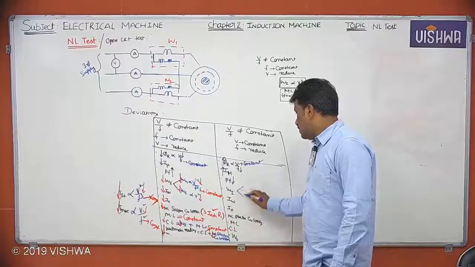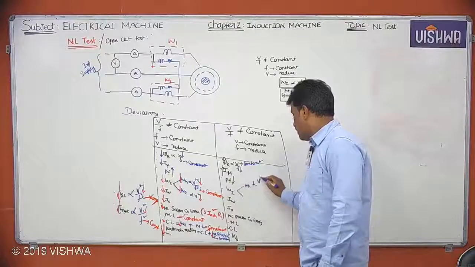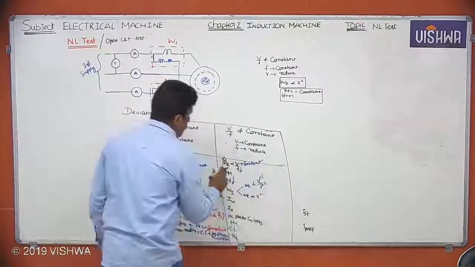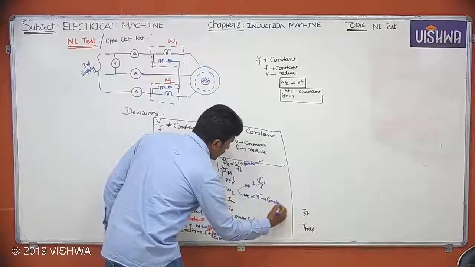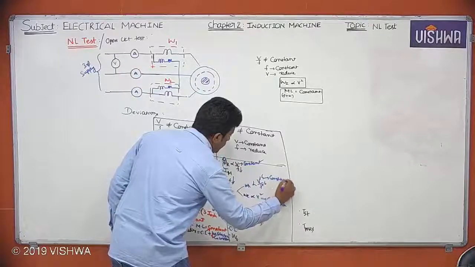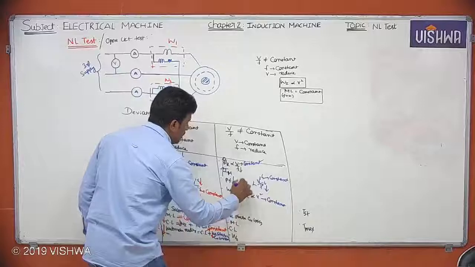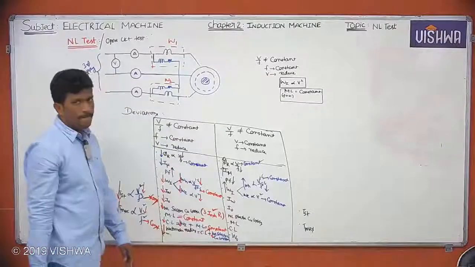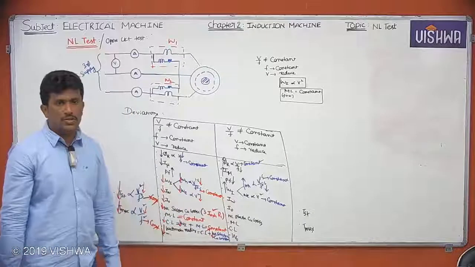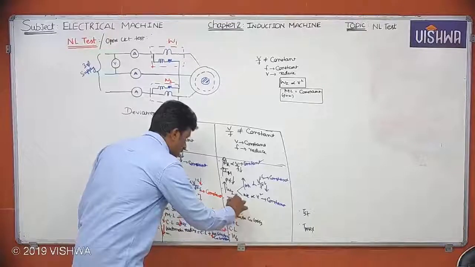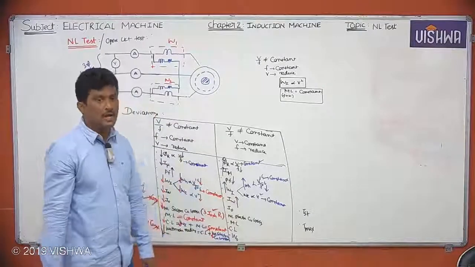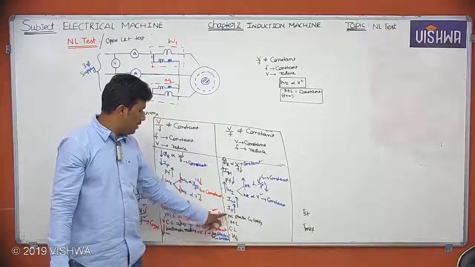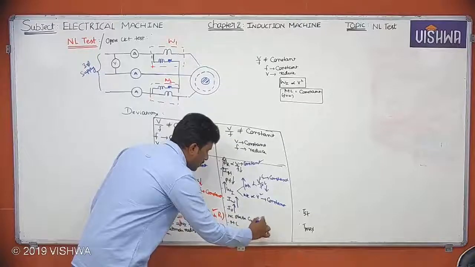And what about iron losses? As usual, WH is proportional to V power 1.6 by F power 0.6, and WE is proportional to V square. Here voltage is constant, but you are reducing frequency, so WH will increase. Though WE is constant, since WH is increasing, WI is increasing. IW also increases. Whenever I mu and IW increase, I naught, the square root of I mu square plus IW square, will increase. No load stator copper loss is 3 I naught square R1, so it also will increase.